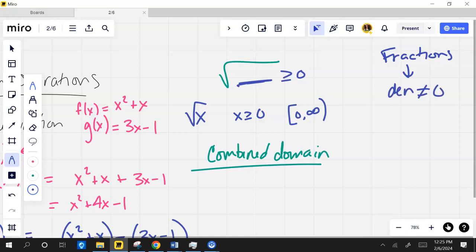Okay. So if any of these situations happen, it tells me that I have to leave things out of my domain or I have to restrict my domain. And even though once I combine these functions, that situation may not exist anymore because it existed initially, I have to include it as a restriction in the combined domain. And I'll show you exactly what I'm talking about.